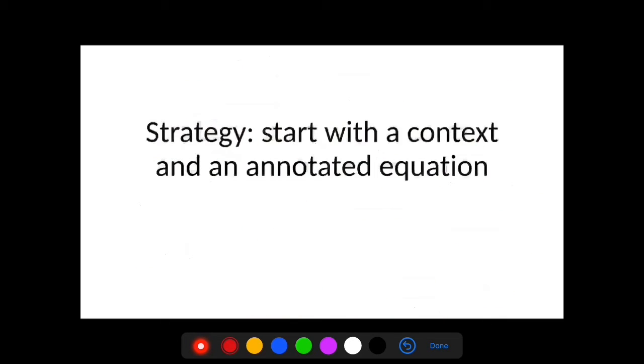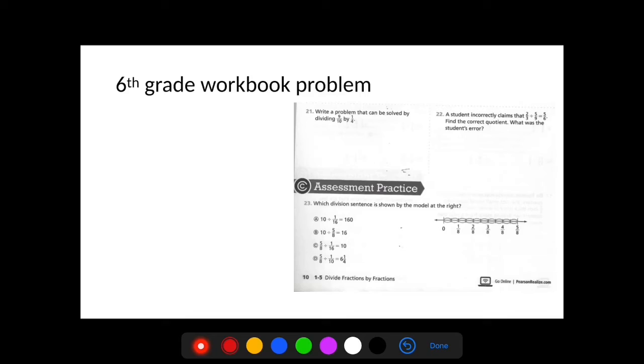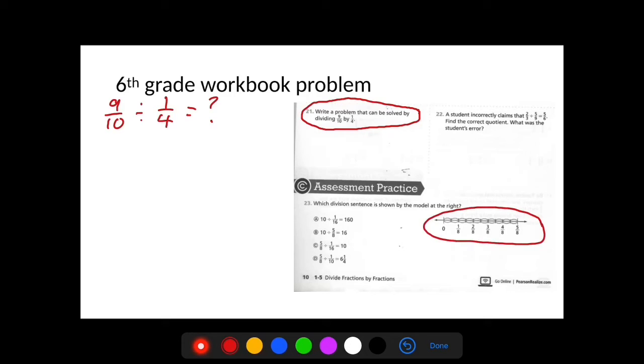Our next strategy is to start with a context and then add an annotated equation and finally write the story. So here's a 6th grade workbook where the students are asked to write a problem that can be solved by dividing 9/10 by 1/4. If I were a student looking at this workbook page, I would key in on the picture for a different problem and say, oh, I could write a measurement where I'm measuring out batches. I could write a measurement division problem.